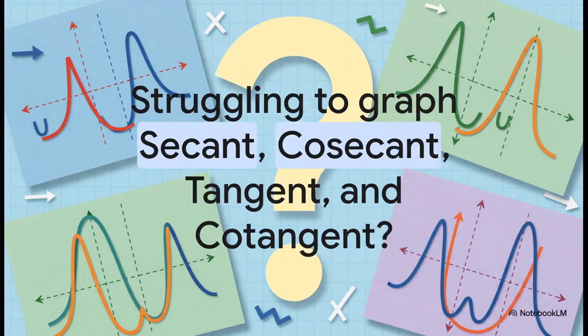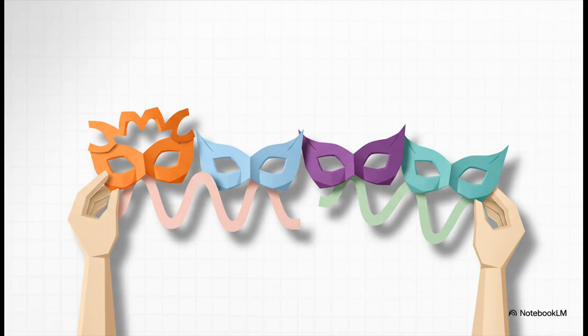And yeah, I get it. These graphs can look pretty wild, right? You've got these weird breaks, these swooping curves, and none of that familiar, gentle wave pattern that we're used to with sine and cosine. It's really easy to feel like you're starting all over from square one. But you're not. You're not starting over at all.